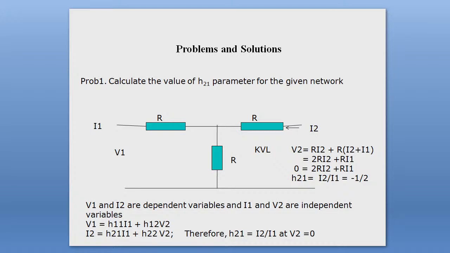Now if you take I2 in common, then you will get h21 equal to I2 by I1, which will be equal to minus half. Okay, any difficulty to solve this problem? If you face any difficulty, write in your chat box. If you have any confusion about the expression of h21 and the steps associated with this solution, write in your chat box.